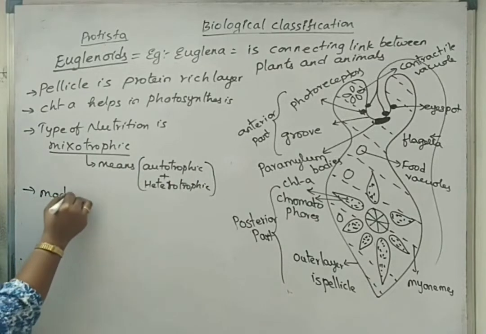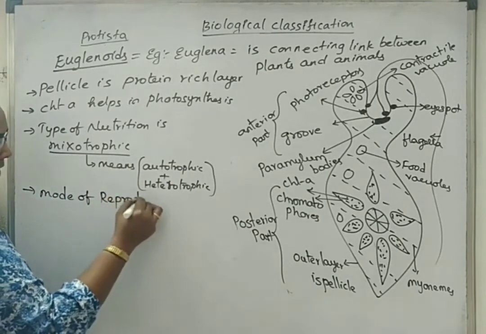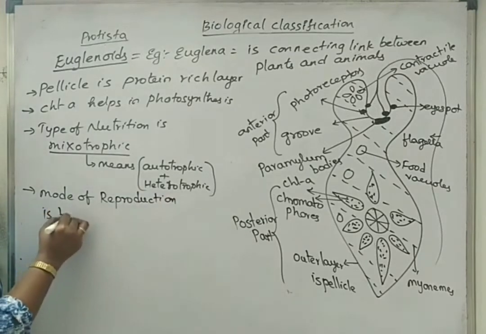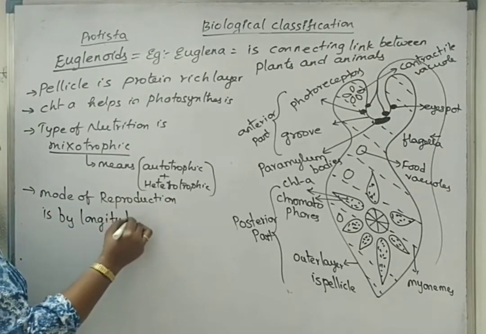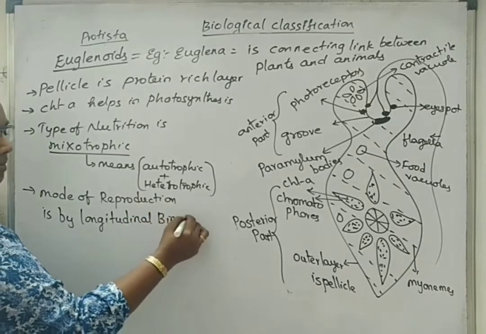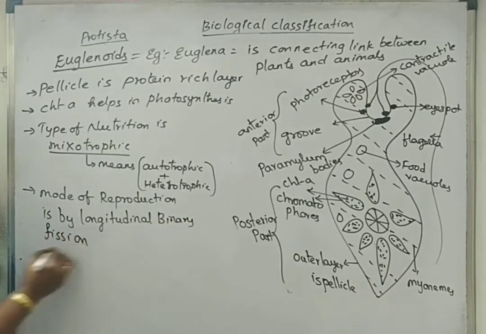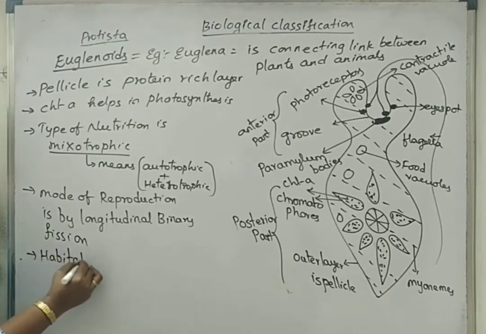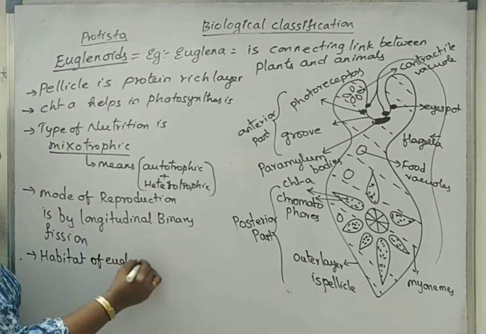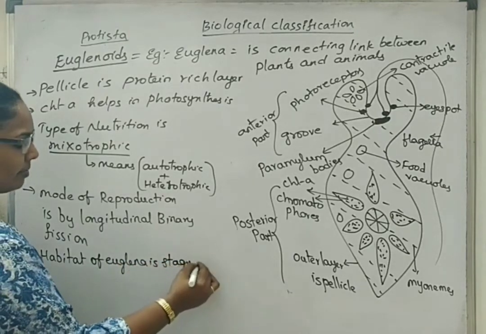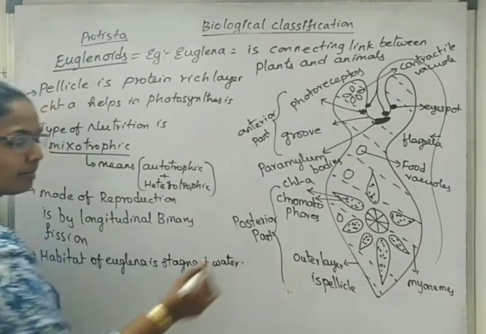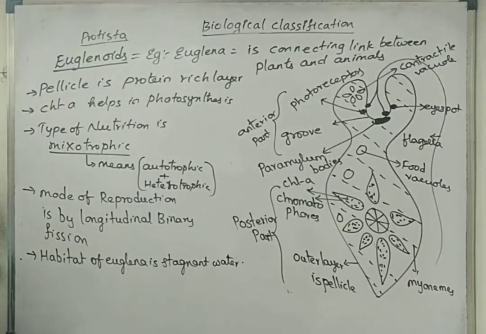Mode of reproduction is by longitudinal binary fission. The habitat of Euglena is stagnant water. This is about Euglena, which has two different flagella and a body made up of pellicle, and the type of nutrition is mixotrophic.